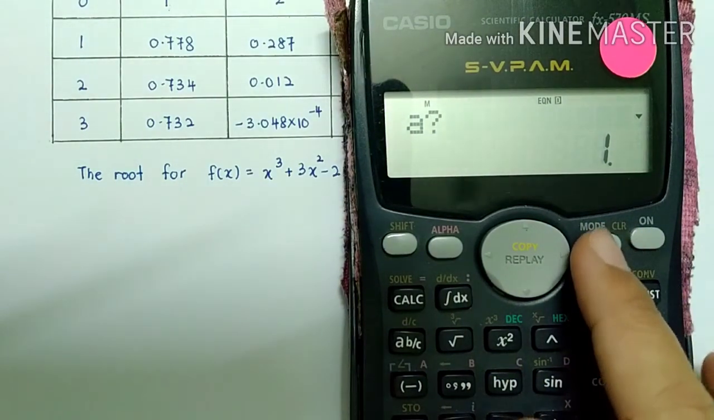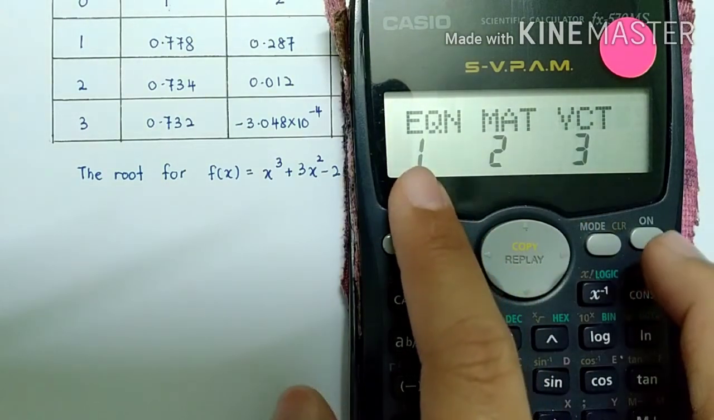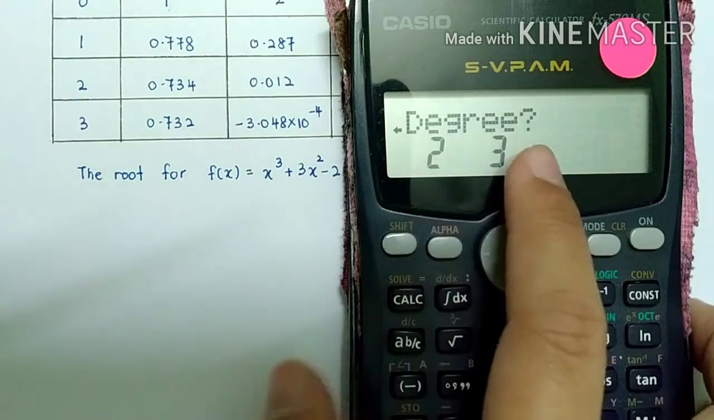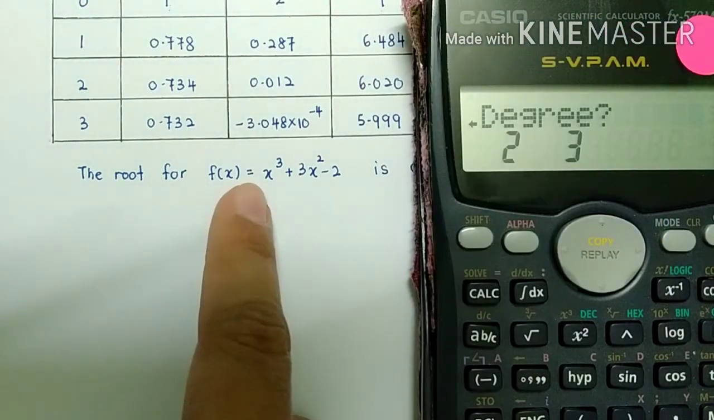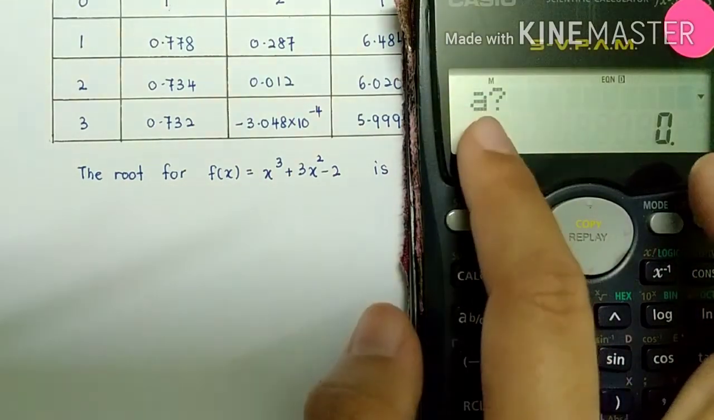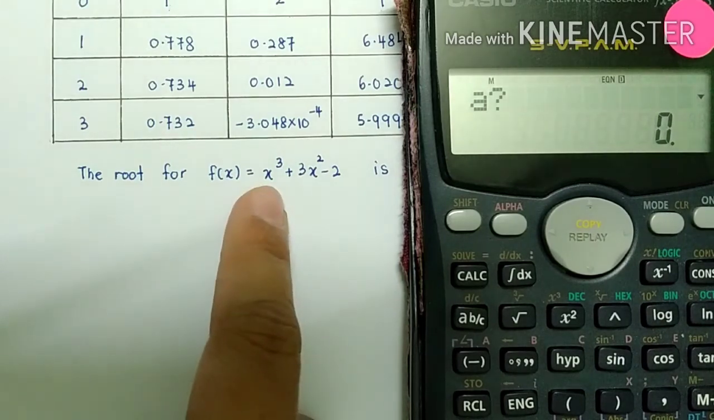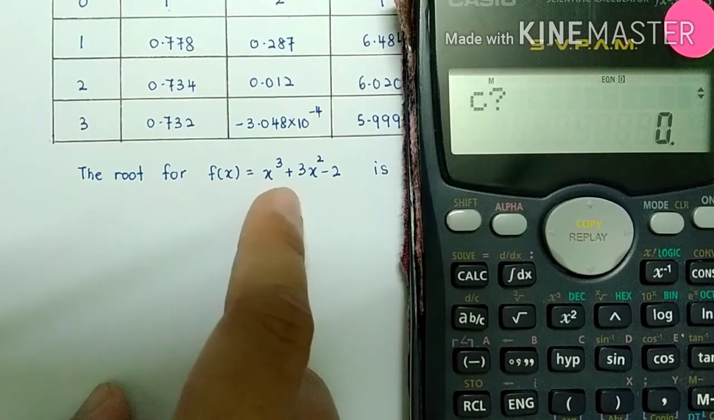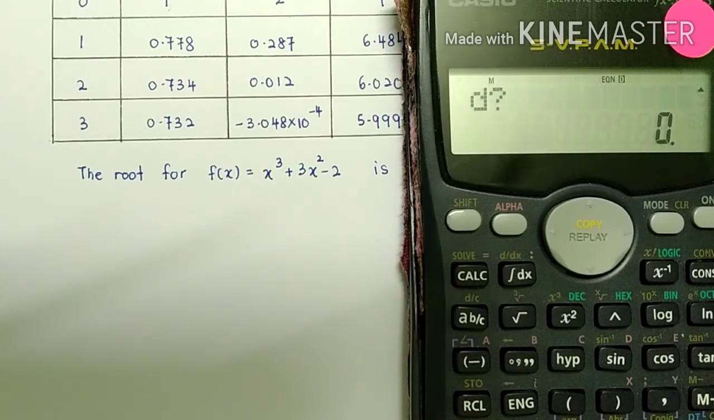So we press mode 3 times, 1 2 3, and then we take EQN for equation. So press 1, and then press the next button, and then degree means the highest power in this equation. So we have power of 3, so press 3. Okay, so A is the coefficient for x cubed, or the number in front of x cubed, so we have 1 equal, and then B is the number in front of x squared, so we have positive 3. C is the coefficient for x to the power of 1, or x, so we don't have x to the power of 1 in this equation, so just put 0. And then D is the coefficient for x to the power of 0, or the number without x, so we have negative 2.